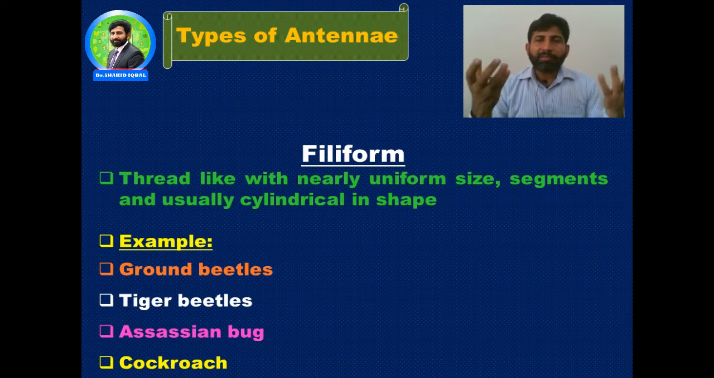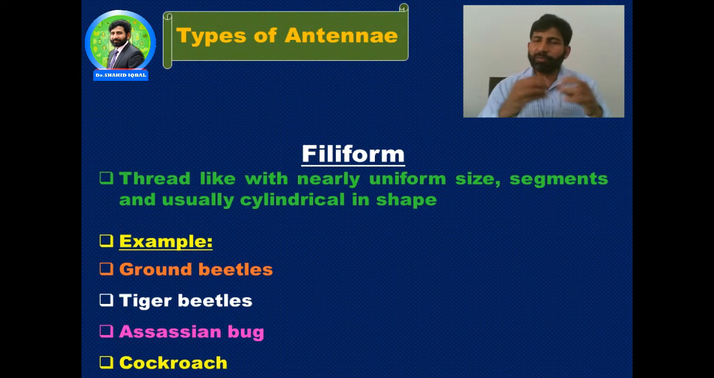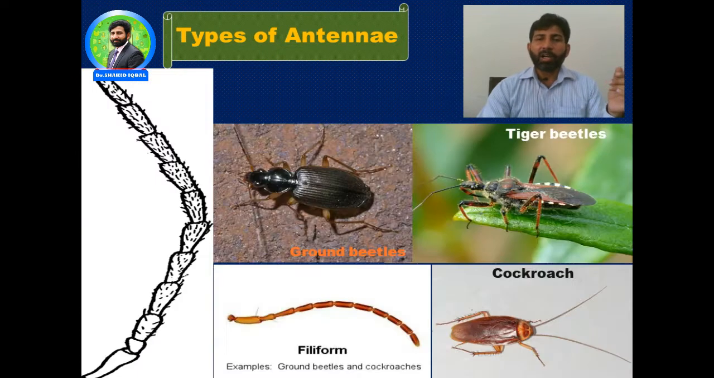Another type of antennae is called the filiform antennae. These are represented like a thread-like antennae of nearly uniform size. The segments have this uniform size and are usually cylindrical in shape. Examples of this type of antennae are ground beetles, tiger beetles, assassin bugs, and the cockroach.